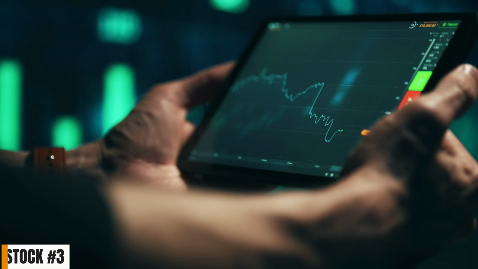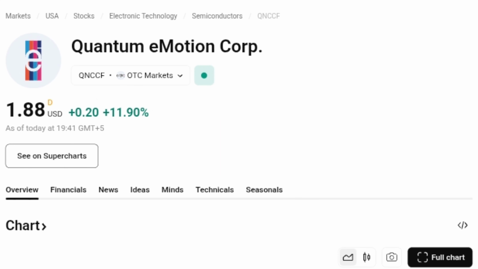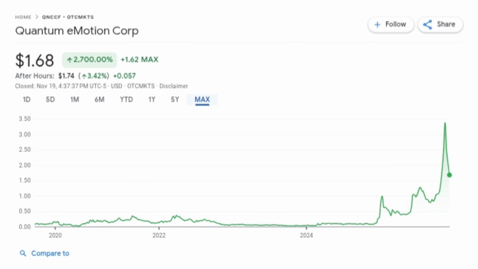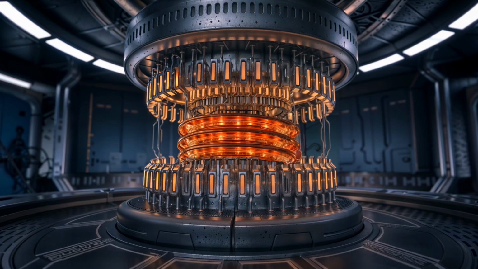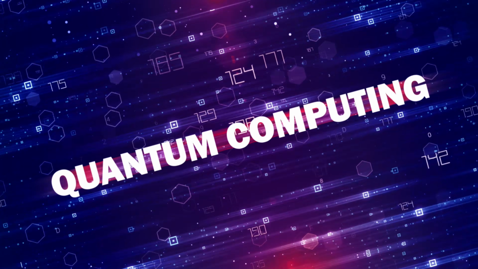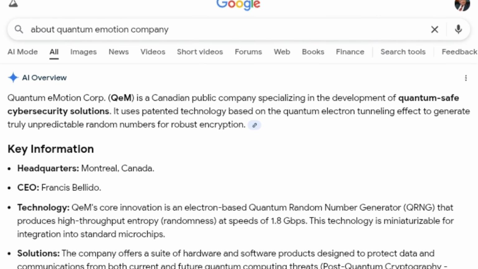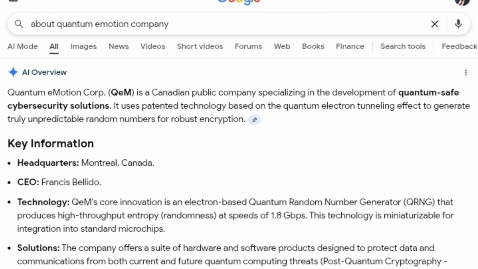The third quantum stock on our list is Quantum eMotion Corporation, trading under the ticker symbol QNCCF on the OTC exchange, currently priced around $1.68. This company is one of the purest quantum cybersecurity plays available in the microcap market. While other companies in the quantum space focus on hardware, computing, or theoretical algorithms, Quantum eMotion focuses on the most foundational aspect of cybersecurity: randomness.